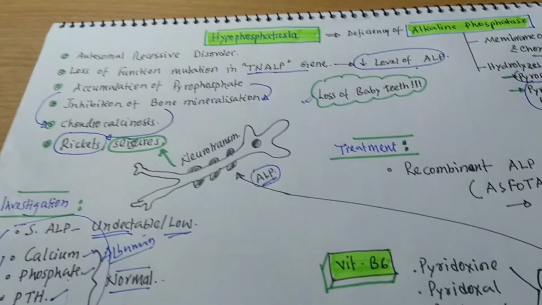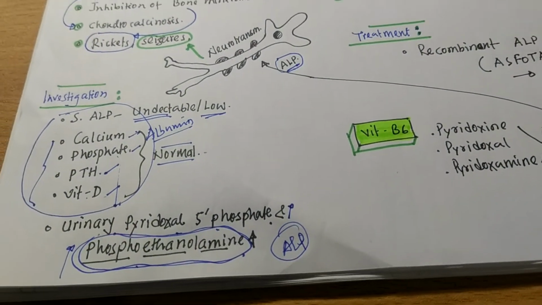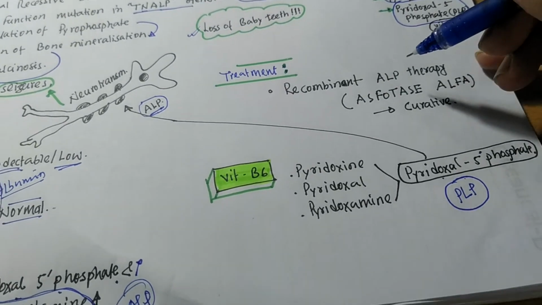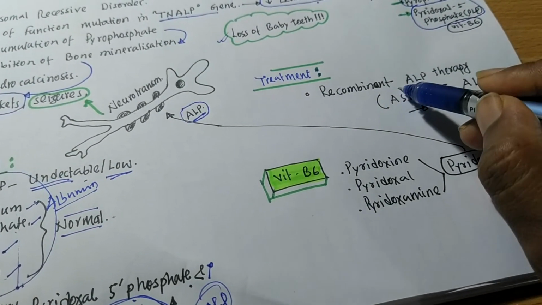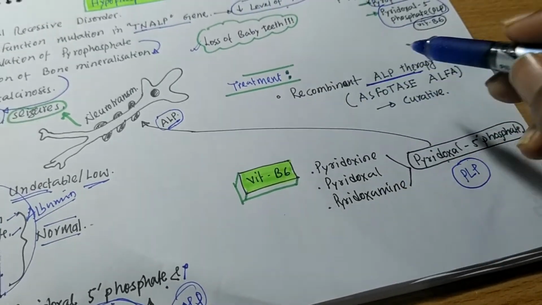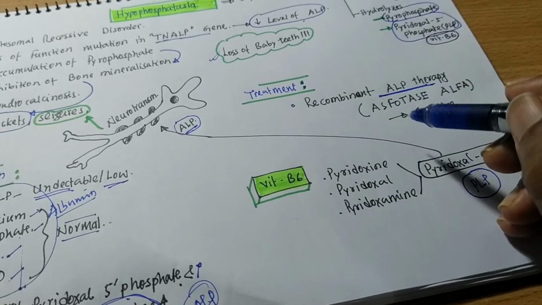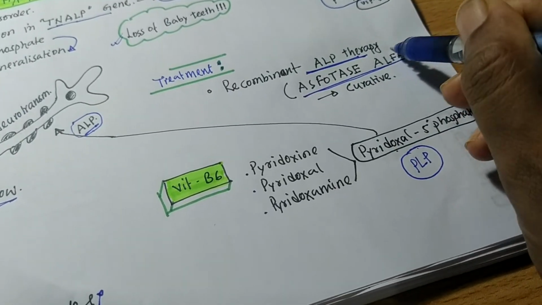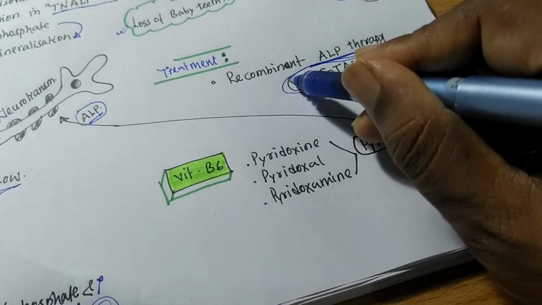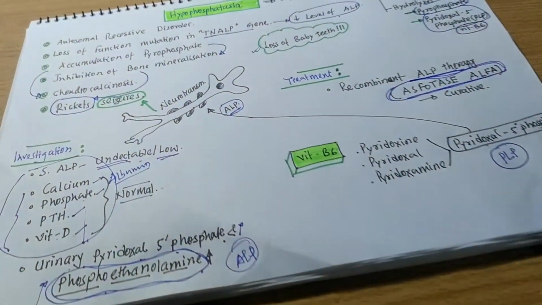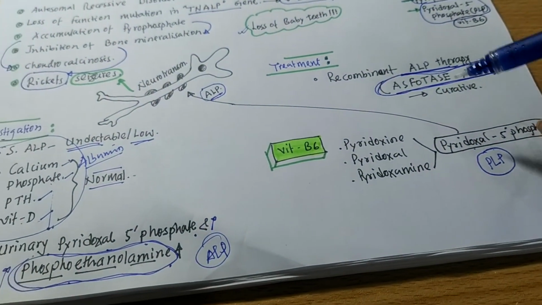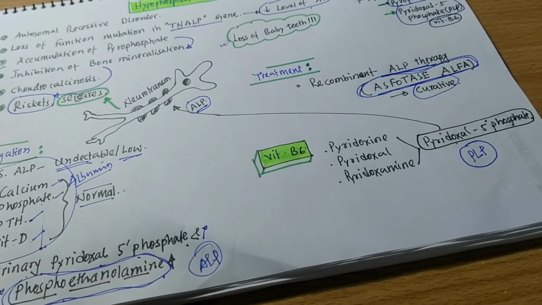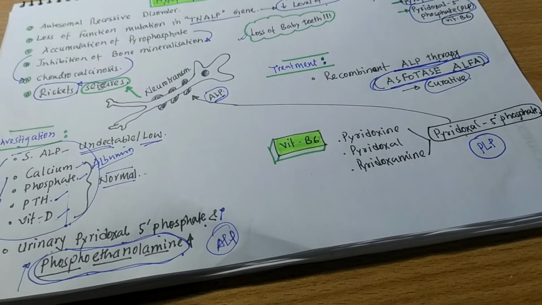Now come to the point of treatment. How will you treat this patient? Nowadays, hypophosphatasia is treated with recombinant alkaline phosphatase therapy. It is one type of enzyme therapy. Okay, enzyme therapy, and the recombinant alkaline phosphatase is called asfotase alfa. Okay, asfotase alfa. You have to keep in mind this term, asfotase alfa. And this recombinant ALP therapy is very much curative, and the baby should be followed up and monitored annually.